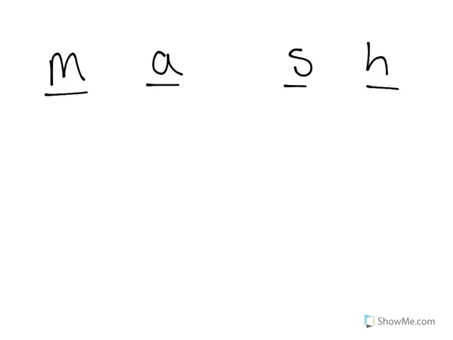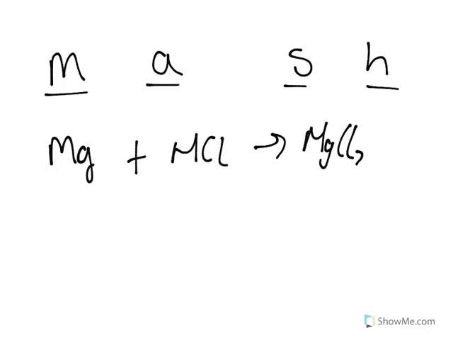Next reaction is with dilute acids. So let's use magnesium again. This is just a normal standard MASH equation: metal plus acid makes salt plus hydrogen. So if you do Mg plus HCl goes to MgCl2 plus H2. And if you want to balance it, there we go. That's all you've got to do.